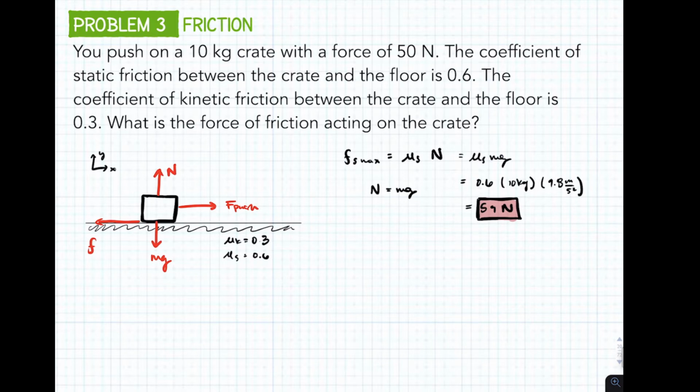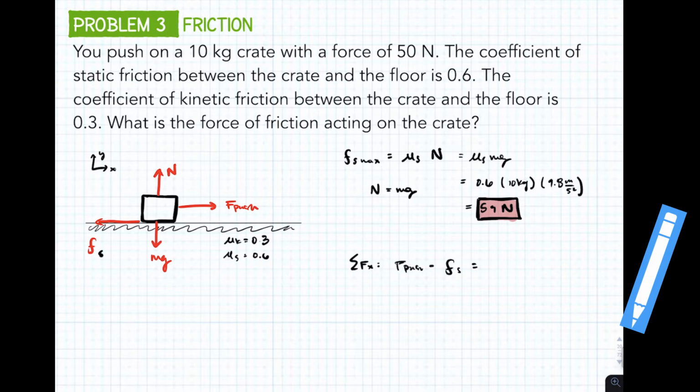So that means this friction is static friction, but it's not at the max. So what is our force of static friction? 50 newtons, right? Because if we sum up all our forces in the x direction, that's going to be F push minus static friction is equal to 0, which means F push is equal to static friction, and we know that F push is 50, so force of static friction is 50 newtons because we have not reached the maximum static friction yet.